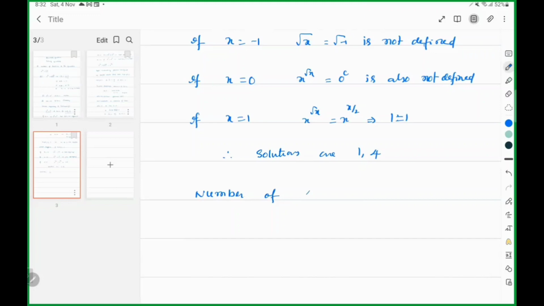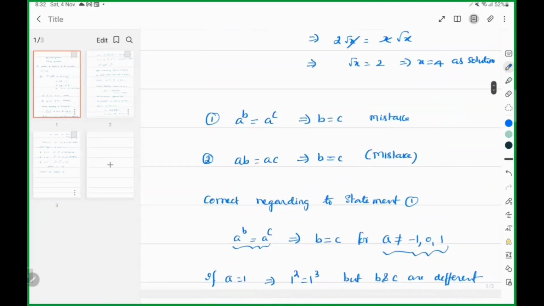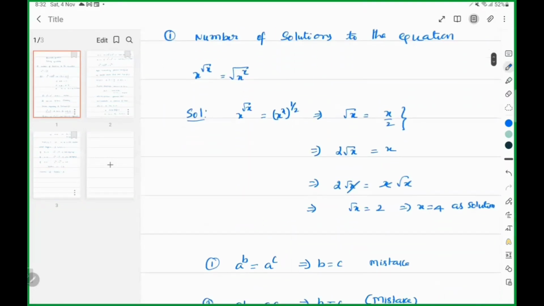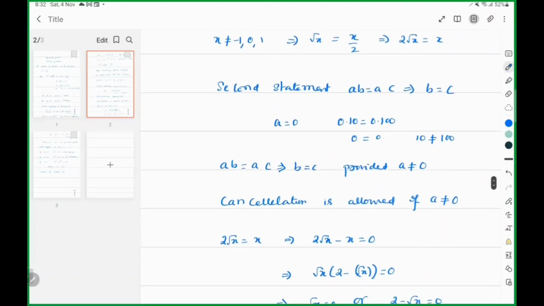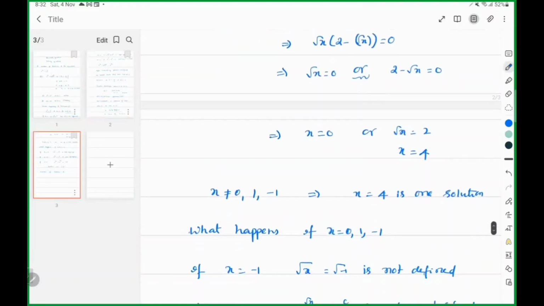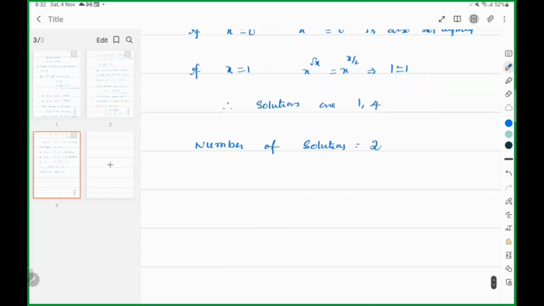Number of solutions are 2. That is the answer for this one. Seems to be simple, but exceptions will be there. Before cancellation, before equating the powers, once bases are equal, you must be careful. That is the message this problem gives.